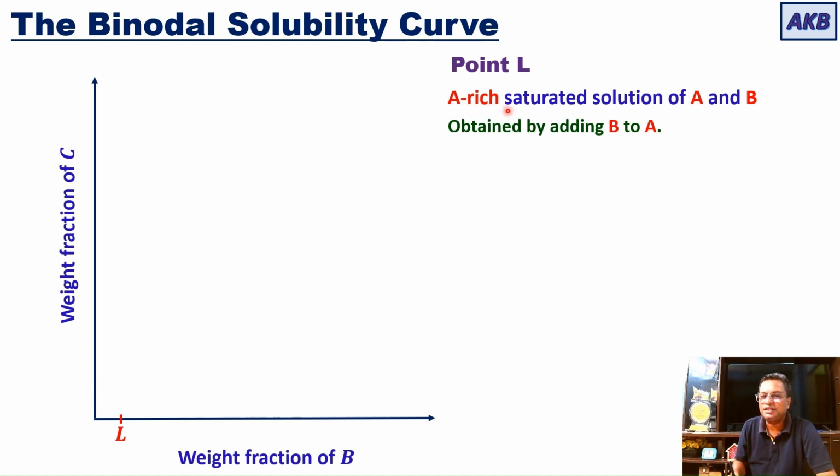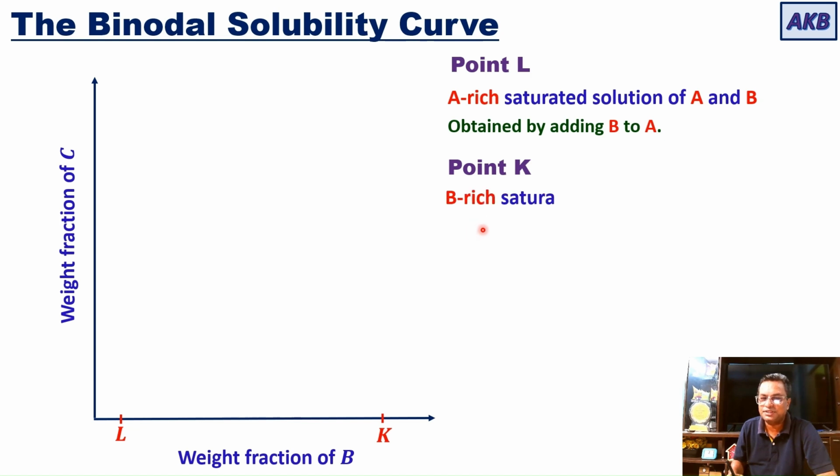So this is A rich saturated homogeneous solution of A, and if any more addition of B is done, there will be separation of that solution into two layers. So point L represents such a saturated solution. Then you have point K, which is over here. What does point K represent?